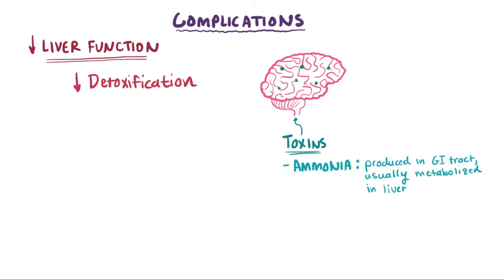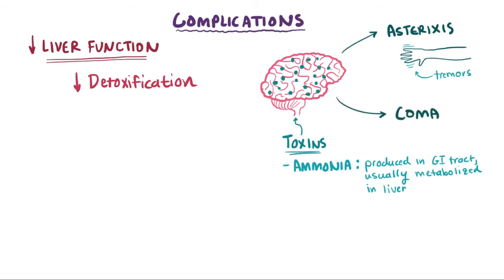As the liver becomes more damaged, these and other toxins get into the brain, and patients might develop asterixis, where they have tremoring or jerky hands when outstretched. And as even more toxins build up, eventually patients can progress to a coma.